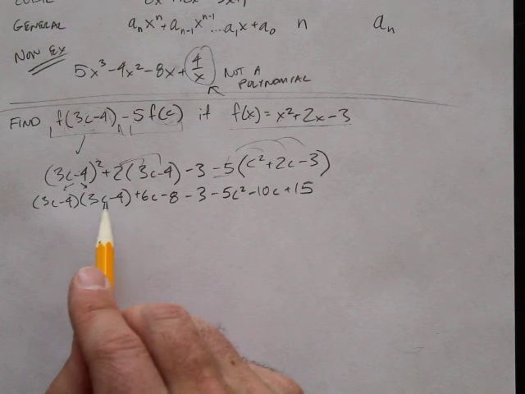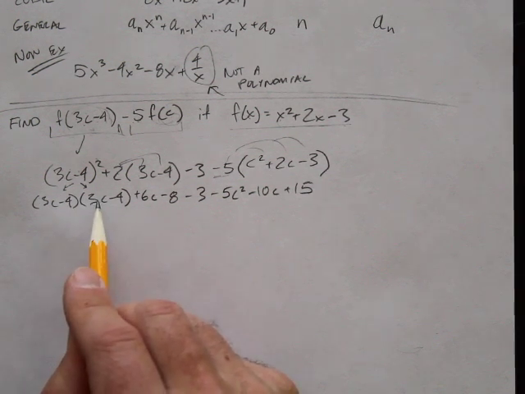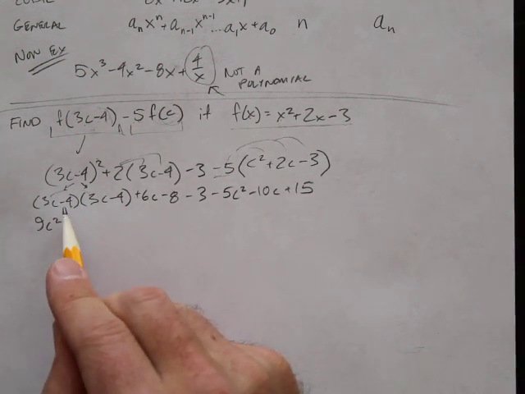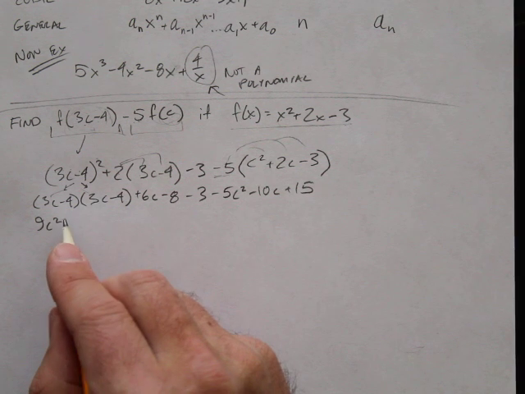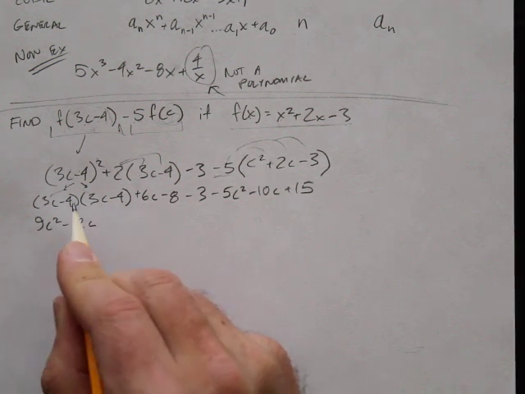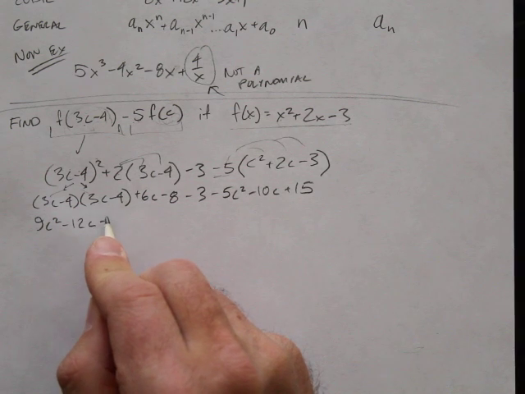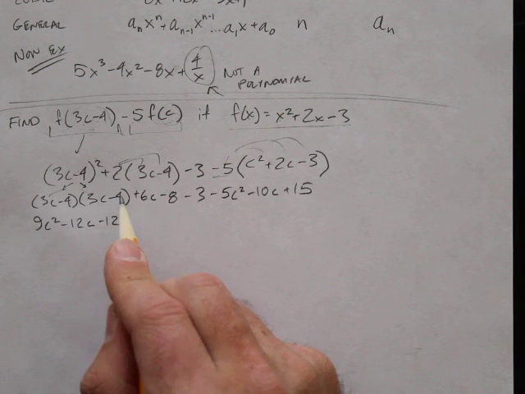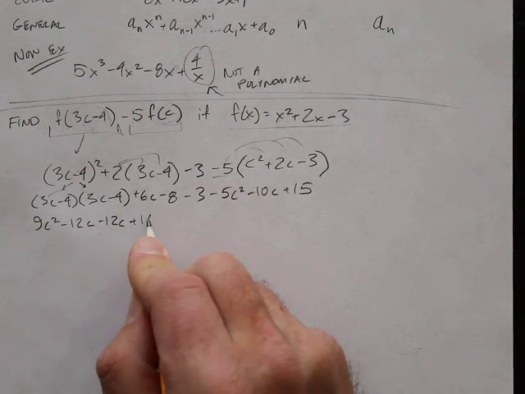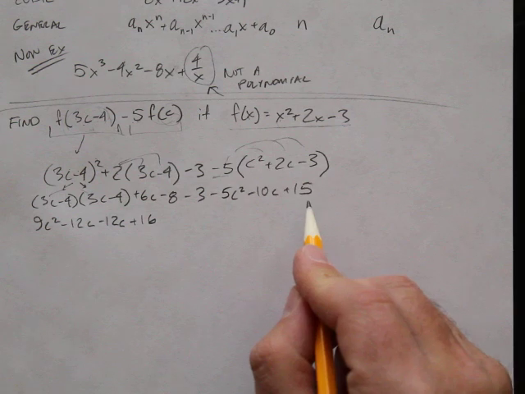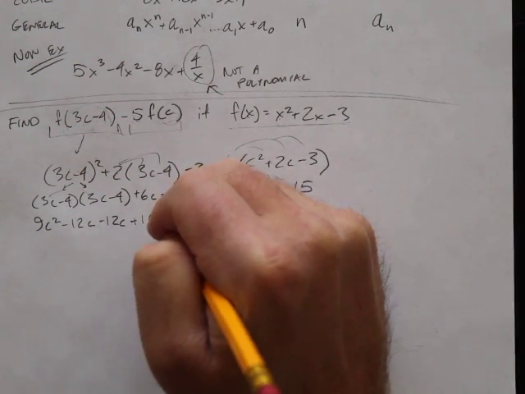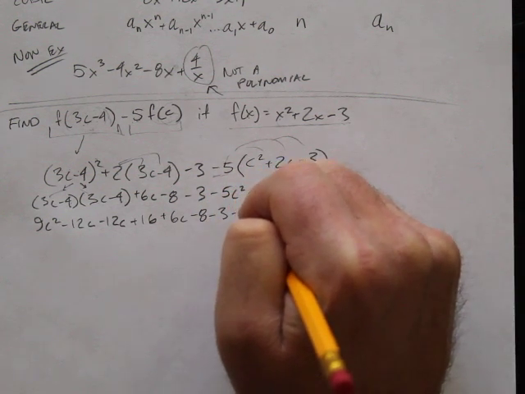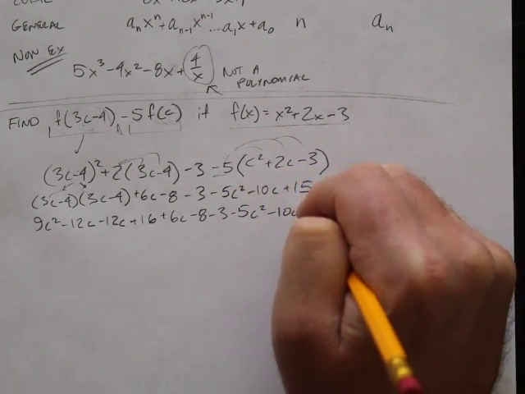Now I need to take care of this FOIL here. So 3c times 3c is 9c squared. 3c times negative 4 is negative 12c. Negative 4 times 3c is another negative 12c. And then I've got negative 4 times negative 4 is positive 16. I'm just going to write the rest of this out here. Plus 6c minus 8 minus 3 minus 5c squared minus 10c plus 15.